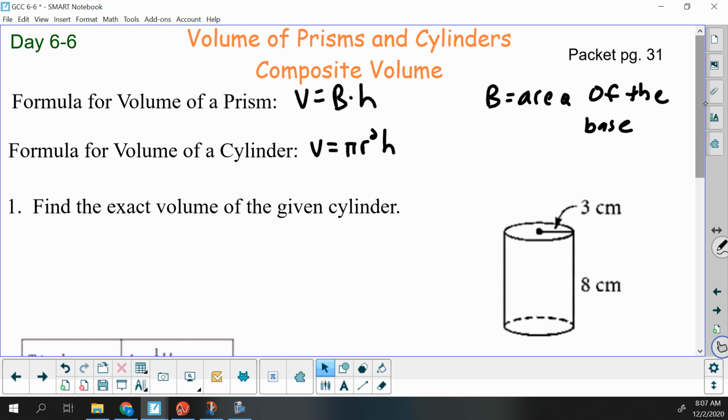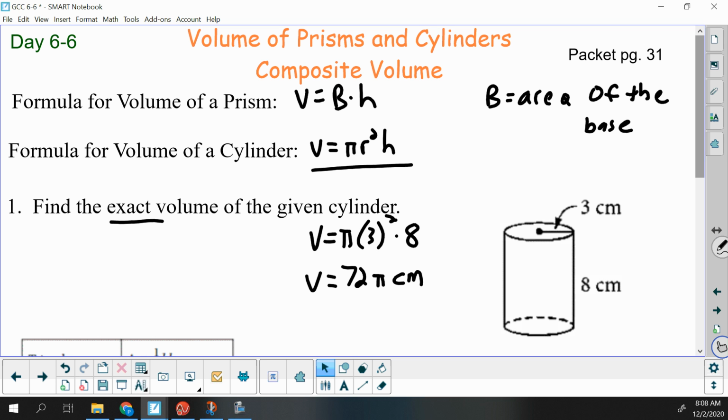All right, so this first one, we're going to find the volume of our cylinder. So we're just using the pi r squared times H. So V is equal to pi. Our radius is 3. We'll square it, and then times the height. We want the exact volume, so that means we should not put the pi in the calculator. We're going to keep it in terms of pi. Well, 3 squared is 9. 9 times 8 is 72. So this is 72 pi. And when you have a volume, your units are cubed. So we're going to have centimeters cubed, and that's it. That's our exact volume for that cylinder.